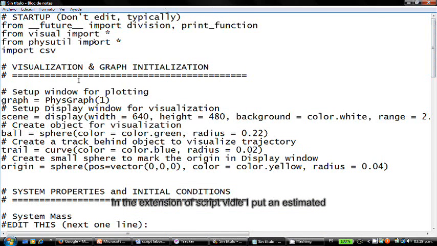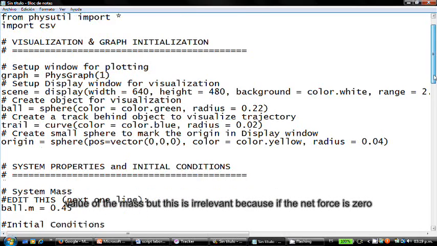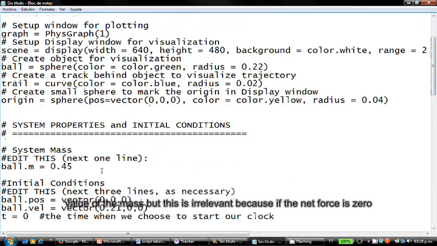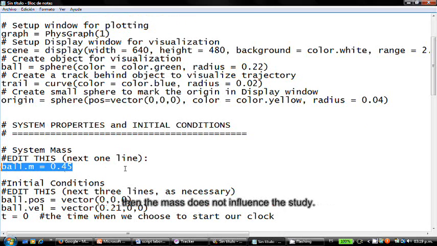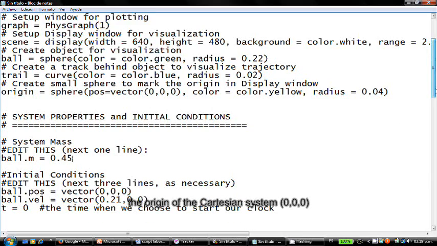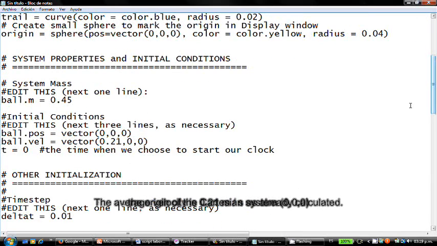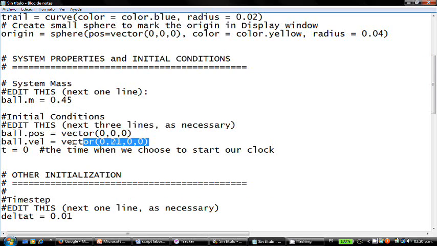In the Vital script extension, I put an estimated value for the mass, but this is irrelevant because if the net force is zero, then the mass does not influence the study. The initial position of the particle is at the origin of the Cartesian system, 0, 0, 0. The average velocity is 0.21 meters per second, as already calculated.